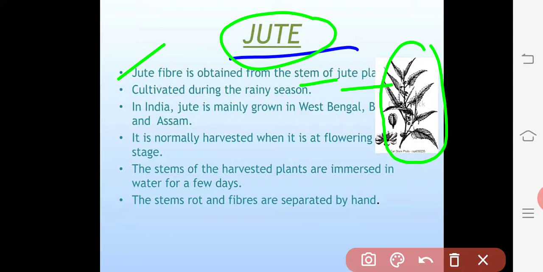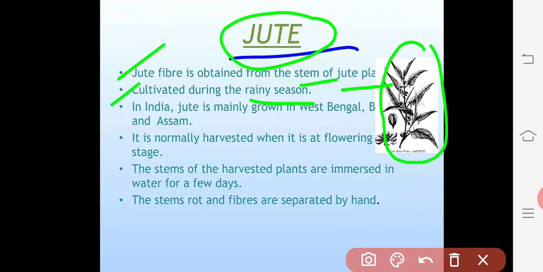Clear with this? Now see, the second point: it is cultivated during the rainy season. That is when we cultivate the jute plant. But for cotton, which condition did we see is needed? We need warm conditions and black soil. But what about jute? Jute is cultivated during the rainy season, so we have to cultivate jute during the rainy season.